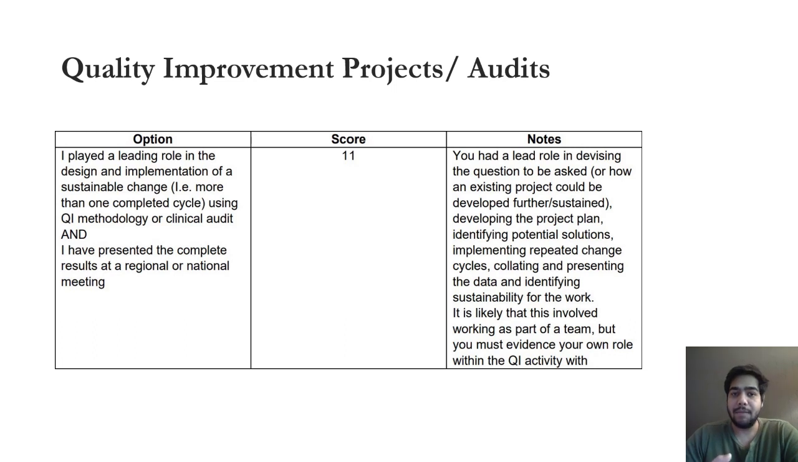Next domain is a very important one and it gives you a very high score. So this is about quality improvement projects or audits. So if you have played a leading role in design and implementation of a sustainable change, which is completing more than one audit cycle using a quality improvement methodology or clinical audit, and you have presented the complete results at a regional or national meeting, you get a score of 11.